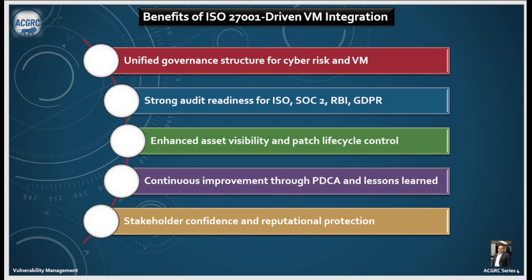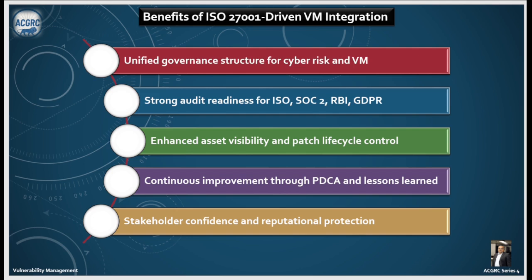Next benefit is measurable security improvement over time. It means ISO 27001 focuses on performance metrics, which is clause 9, and continuous improvement, clause 10. VM becomes a trackable business function with dashboards, goals, and regular reviews. The benefit? You can show leadership how vulnerability risks are going down and prove the value of your security investment.